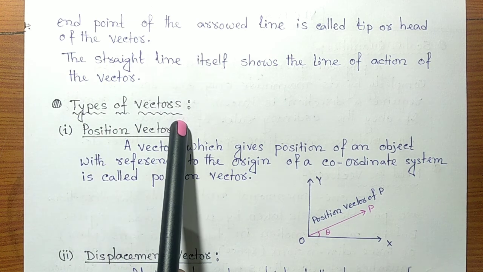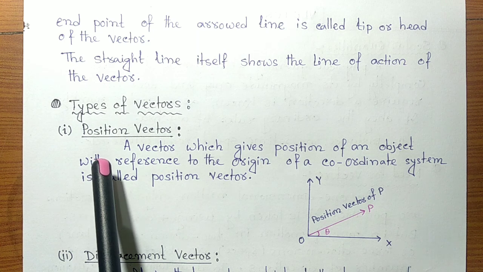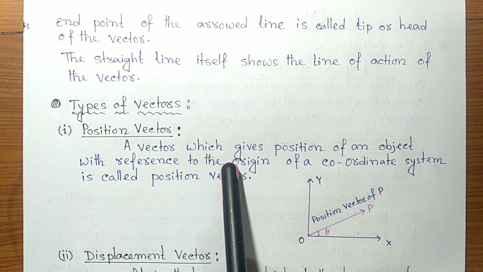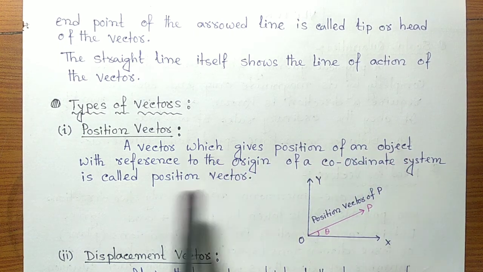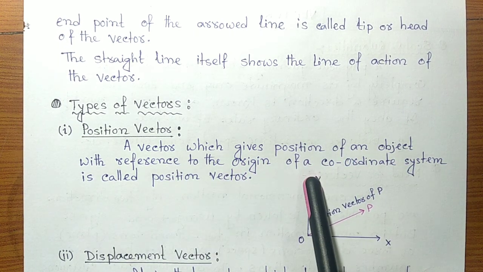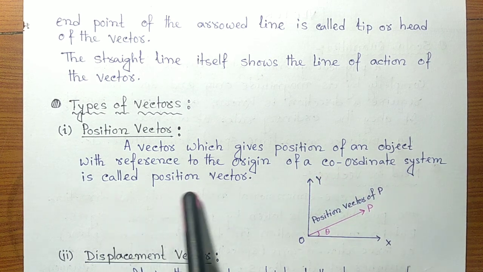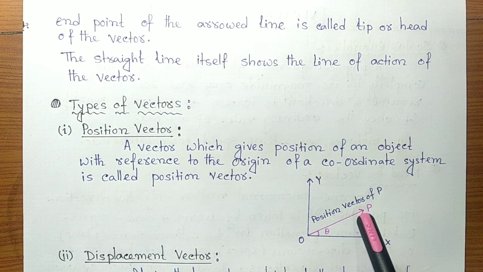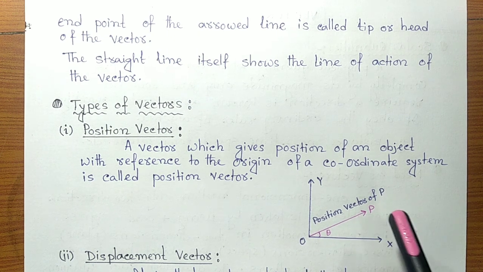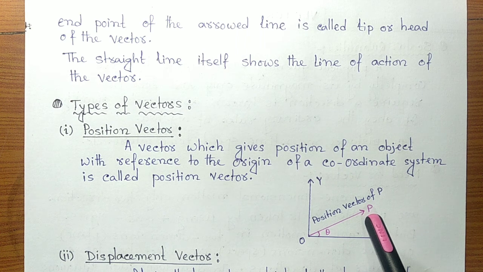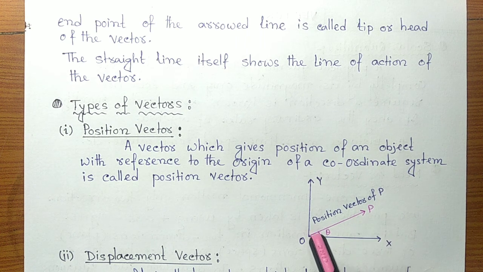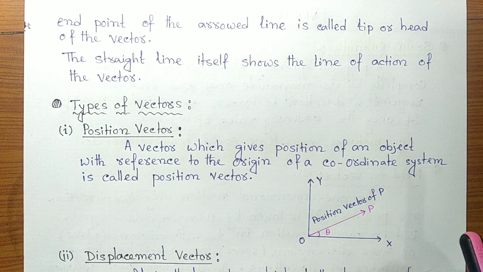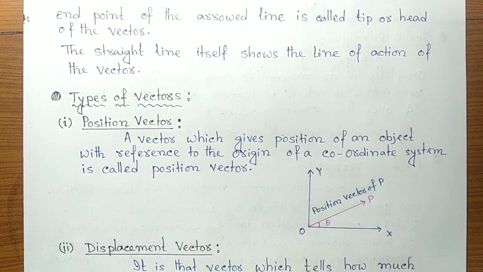Next, types of vectors. There are many types of vectors. Number 1, position vector. A vector which gives the position of an object with reference to the origin of a coordinate system is called a position vector. So here is the diagram. Here OP is the position vector of P. When a body is located at point P, then its position vector with respect to the origin O is represented by OP vector. So this is the position vector.